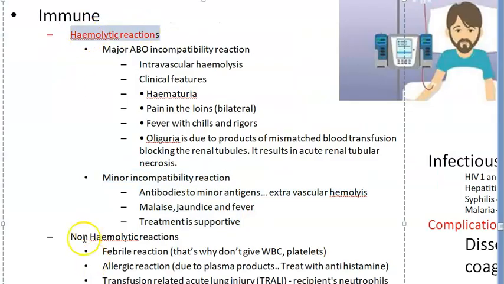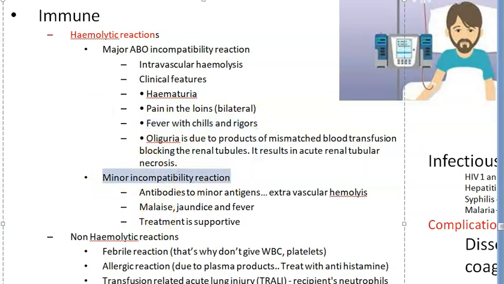Under immune, you have hemolytic and non-hemolytic. Hemolytic means the RBCs are rupturing. So this can happen because of major ABO incompatibility. Imagine you have given the wrong group itself. You have not done RH typing, everything you have given wrong. The RBCs are just rupturing. So here what will happen, there will be intravascular hemolysis, that is within the blood vessel there is hemolysis. So that person will have blood in the urine, he'll have pain in the loins, he'll have kidney failure, he'll have fevers with chills and rigors, okay.